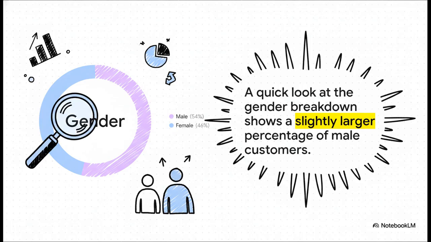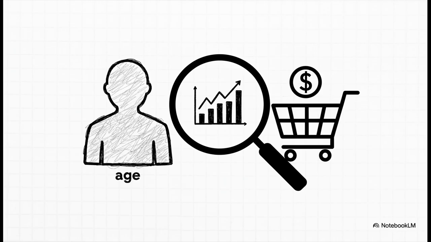Look at that. We see a slightly higher percentage of male customers. It's just another piece of the profile falling into place. Another little detail about our typical buyer. Okay, so we know the where and the who by general categories. Now let's get a little more specific. It's time to dig into that continuous data, the actual numbers behind our customers' age and their purchasing habits.